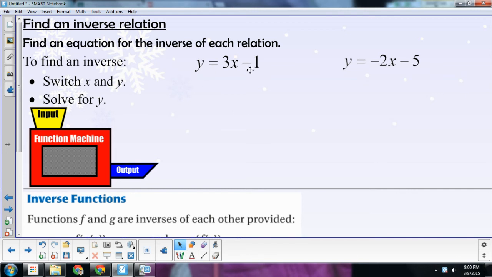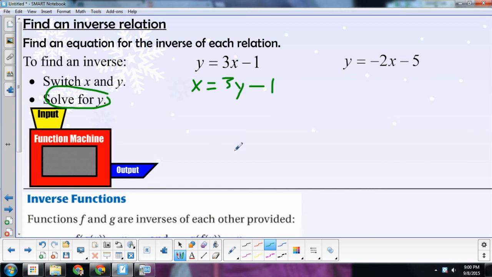For example, y equals 3x minus 1 is my original equation. If I'd like to find an inverse, I'll go ahead and switch the input and the output. So x is equal to 3y minus 1 instead. And then I'll solve for y, because I usually like to have functions written in terms of, here's the output based on the given input. So y being recognized as the output variable normally.